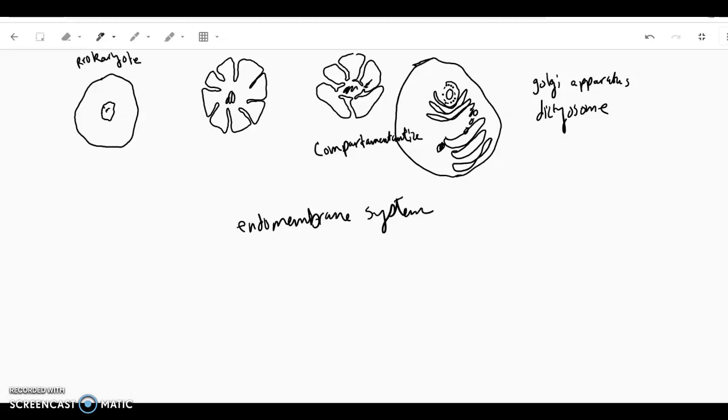But basically this is the process that we think occurred leading up to the nucleus and the eukaryote and its endomembrane system.